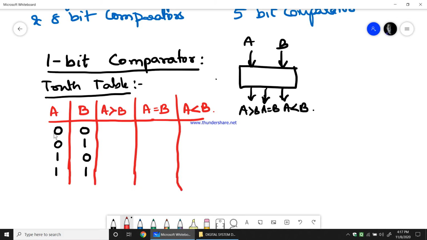Coming to 0 0, both A and B are equal. Therefore, A equals B will be 1, other two will be 0. When I have 0 1, A is 0 and B is 1, therefore A is less than B will be 1, other two will be 0. When I have 1 0, it means A is greater than B, therefore A greater than B will be 1, others will be 0. When I have both 1 1, again A equals B and the other two will be 0. This is the truth table for the 1-bit comparator.